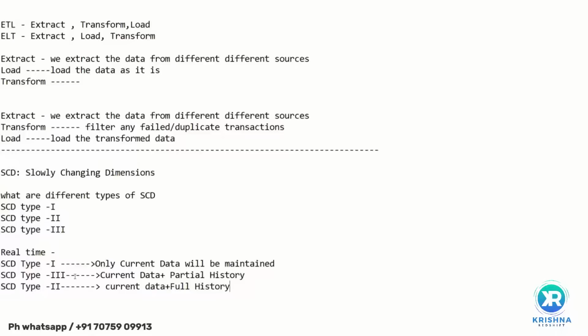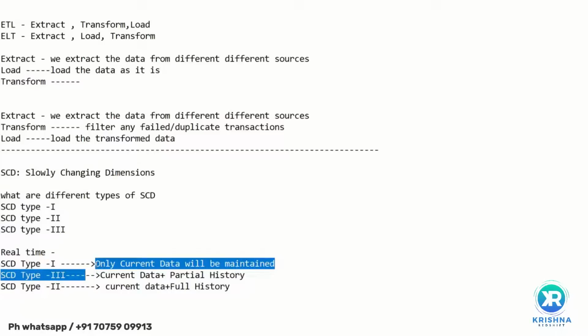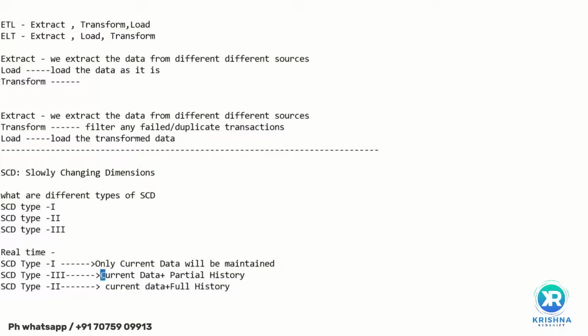So see, now the classification is very clear. SCD type 1 will maintain only current data. Only means exclusively only. Those SCD type 1 tables will maintain only current data, nothing else. And SCD type 3 will have current data plus partial history. Partial history means something like the last 3 months, last 1 year, or the last 2 weeks or 4 weeks, meaning 1 month, 3 months, 6 months, or 1 year.